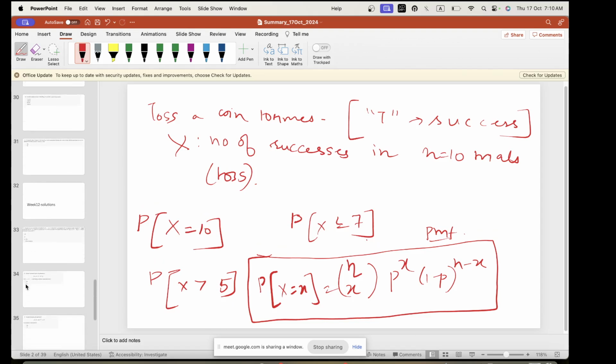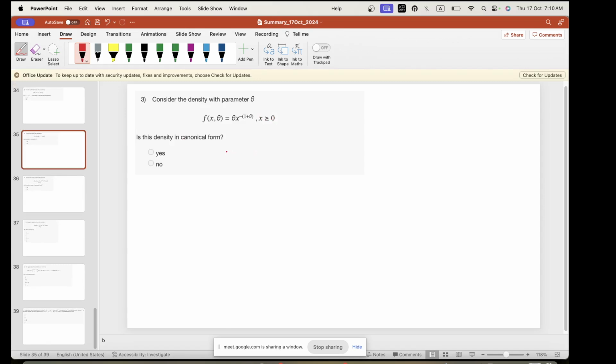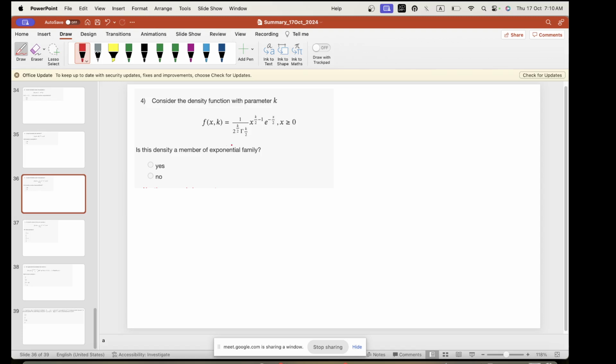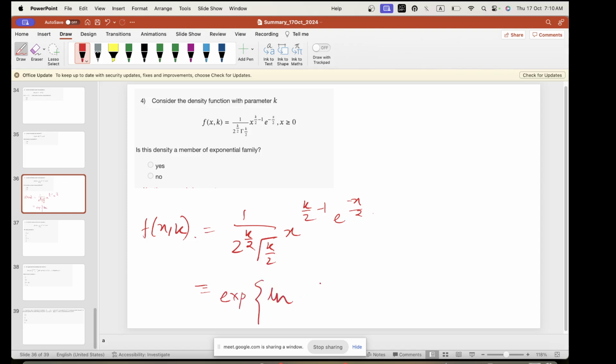So if I go to question number 4, I'll solve it here. Please let me know if this is your question or not. Yes, ma'am, that's this one. Okay, so now this is f(x|k) equals 1 by 2 to the power k by 2 gamma of k by 2, x to the power k by 2 minus 1, e to the power minus x by 2. If we write it as exponential, we can write it as exponential of log of the entire thing, right?